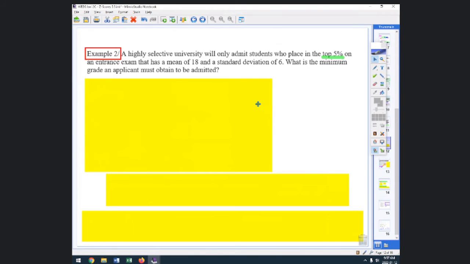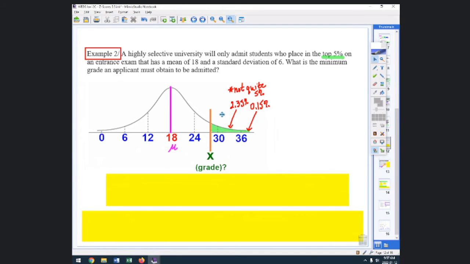Okay. If I was writing this, I probably would say the data is represented by a normal distribution. Because then I would draw my bell-shaped curve, and I would put my mean in the middle at 18. The standard deviation is 6. So I add 6 each time, and I subtract 6 each time.